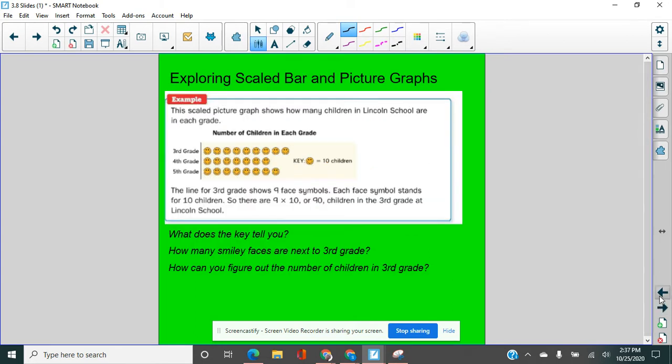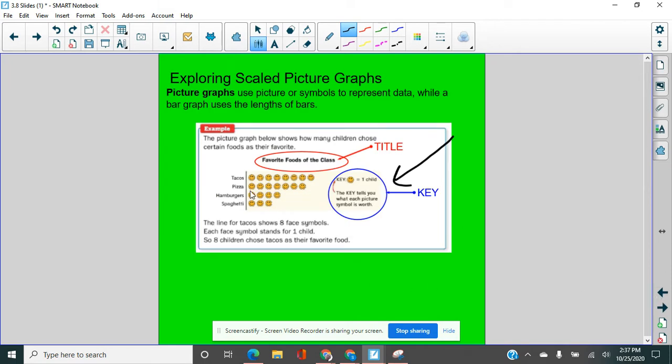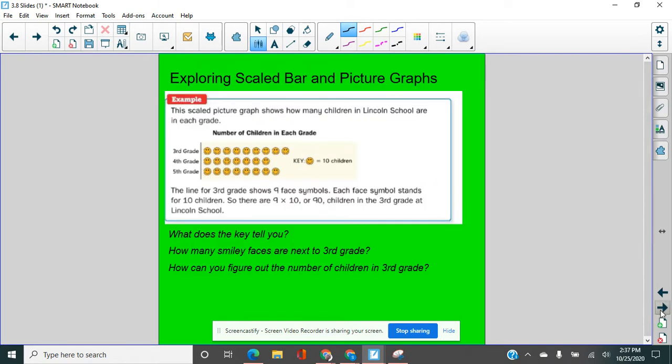So if we look in this picture, this says that every time you see a smiley face, it's worth one child. Now, it's not usually worth one, but it is here. So if I wanted to know how many kids chose tacos as their favorite foods: one, two, three, four, five, six, seven, eight, right? And so we have to look at the key to find out what each picture is worth, because most of the time the pictures are not worth one.